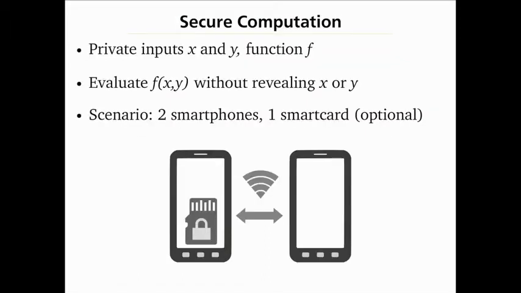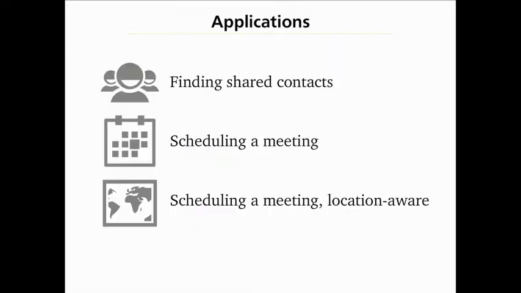Secure computation allows two parties to evaluate a function without revealing the inputs to it. We did that in a mobile scenario with two smartphones where one of them optionally can hold a smart card. We demonstrate three applications which are typical in the mobile domain: finding shared contacts of the participants' address books, scheduling a meeting, and scheduling a meeting while also considering location information. All that in a privacy-preserving manner without leaking information except the final result of the computation.